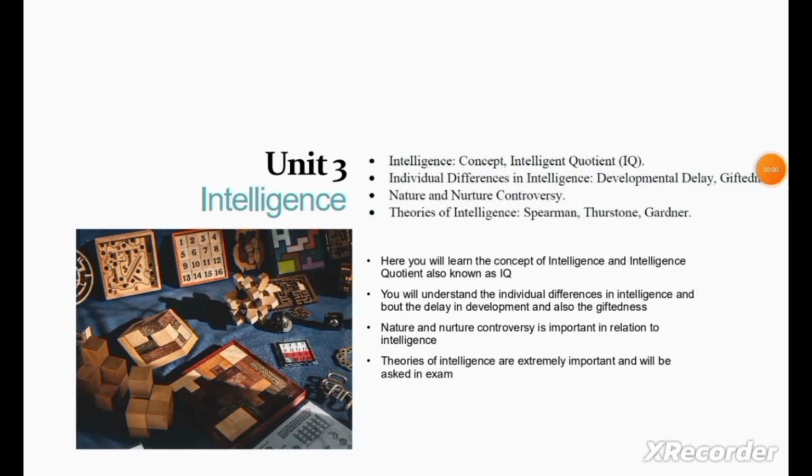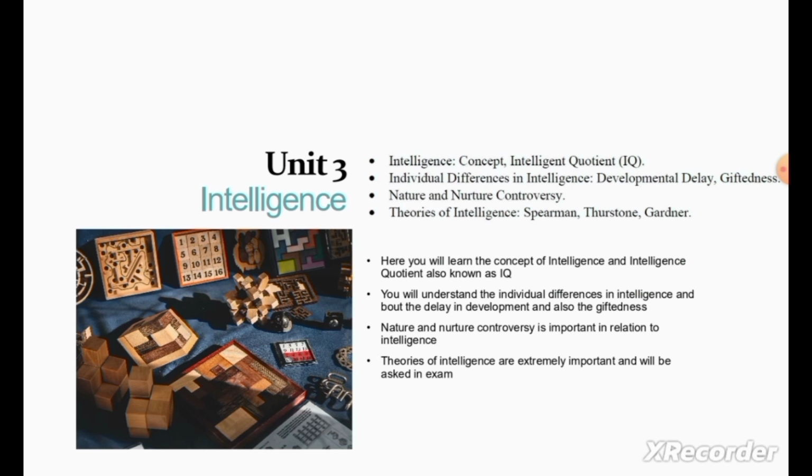Coming to the third unit of your paper 2nd, Intelligence. Intelligence, concept, intelligence quotient, that is IQ, individual differences in intelligence, developmental delay and giftedness, nature and nurture controversy, theories of intelligence, Spearman, Thurstone and Gardner.